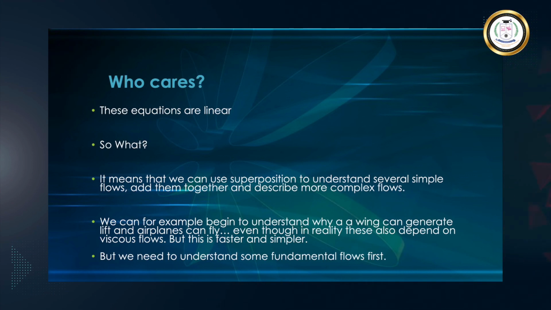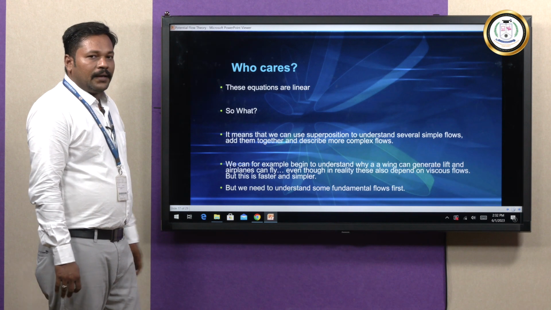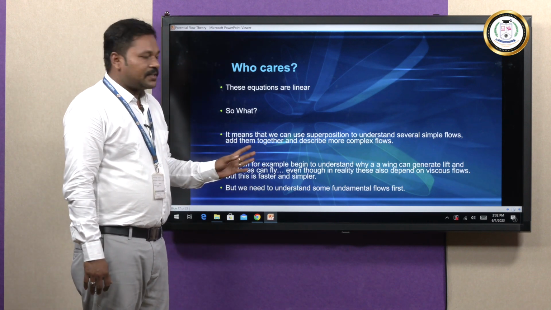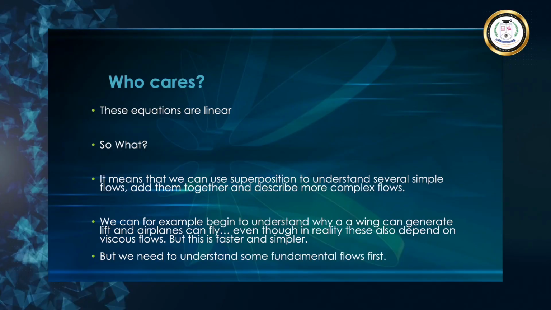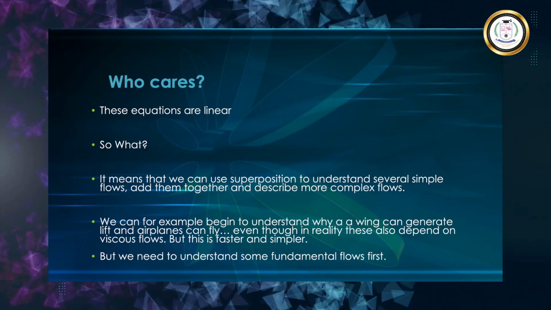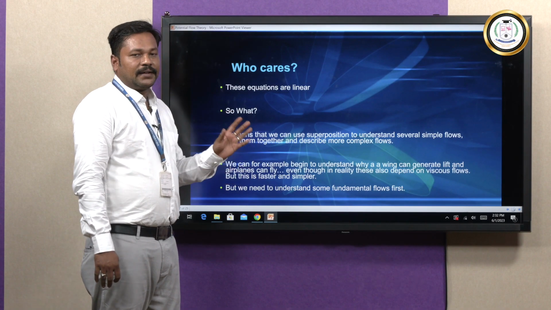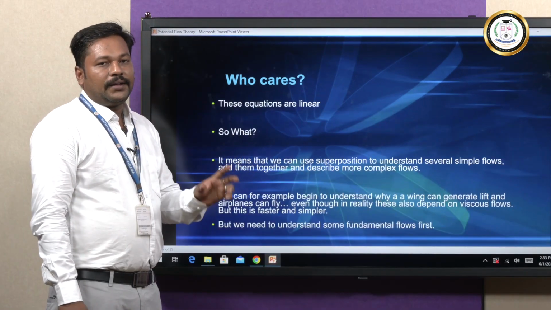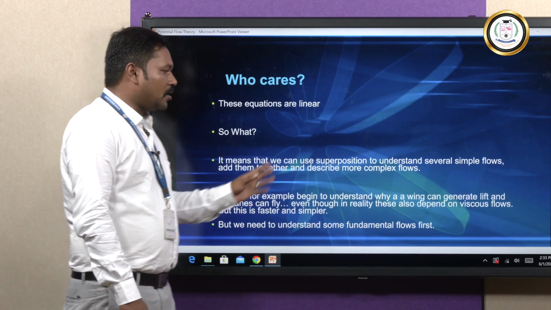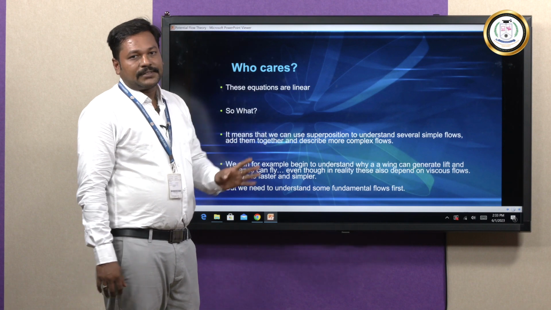These equations are said to be linear, and so what? Why are we doing this stream function and potential function study? Basically, we are doing superimposition of simple flows. We have simple flows and complex flows. The simple flows are nothing but the uniform flows, the streamlines, and the potential lines. When you superimpose them, it becomes a complex flow. Via that, we are inventing the elementary flow models.